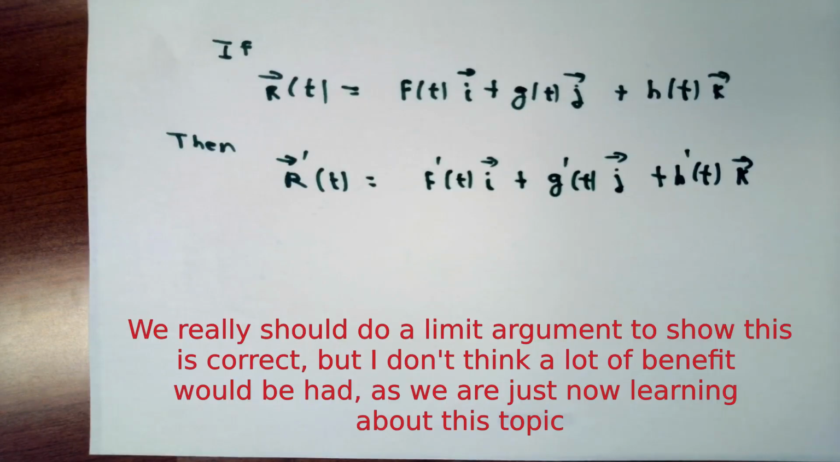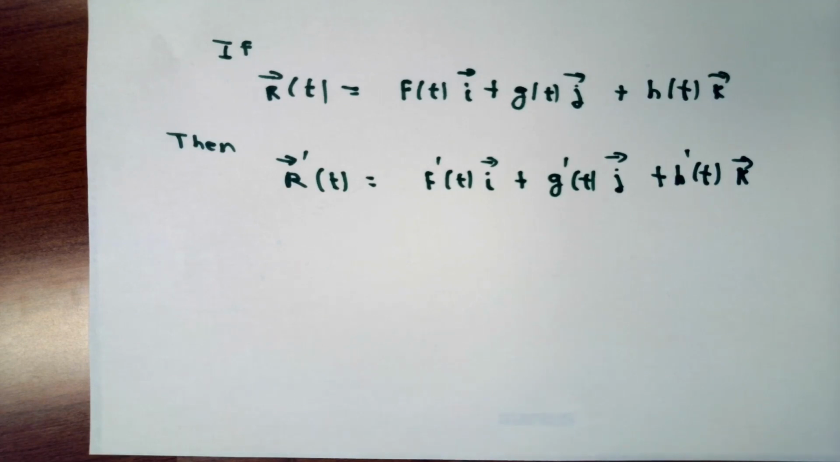If r of t is f of t i plus g of t j plus h of t k, where f, g, and h are ordinary real number valued functions of t, we're going to define the derivative one component at a time. If all three of those derivatives make sense for a certain t value, we will call that the derivative of r evaluated at that t value.